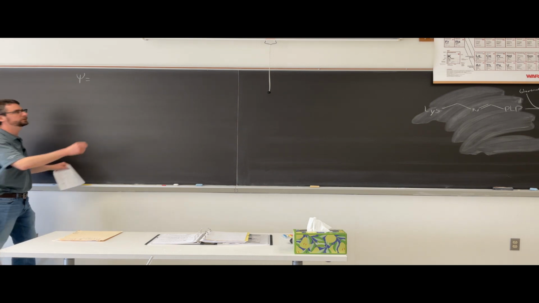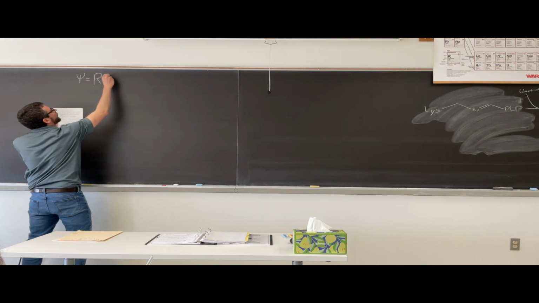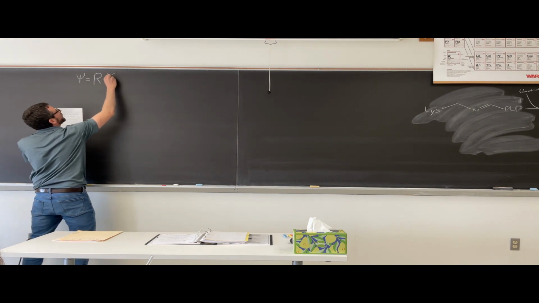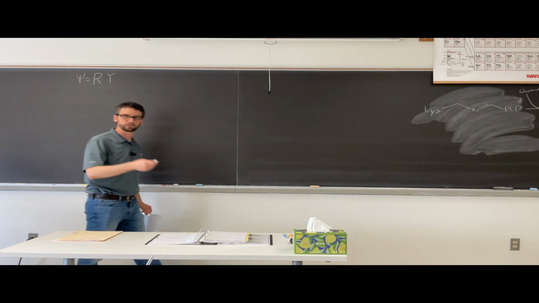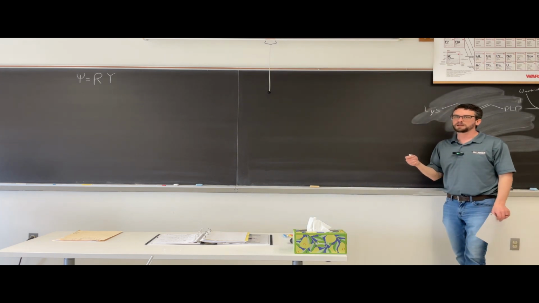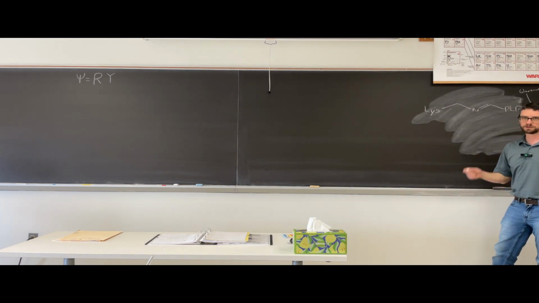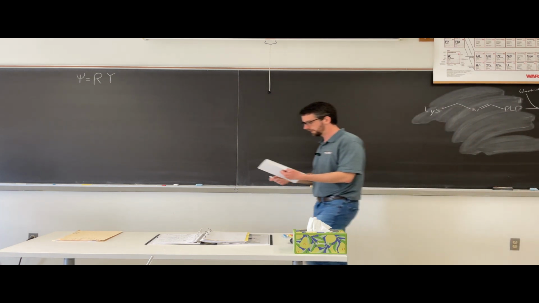Into what two contributions? Yep, R, and what was the other one? Y. So what was R for? Yep, it's the radial function, and what was Y? Yep, theta and phi it depended on. It was the spherical harmonics, the angular part of the wave function.